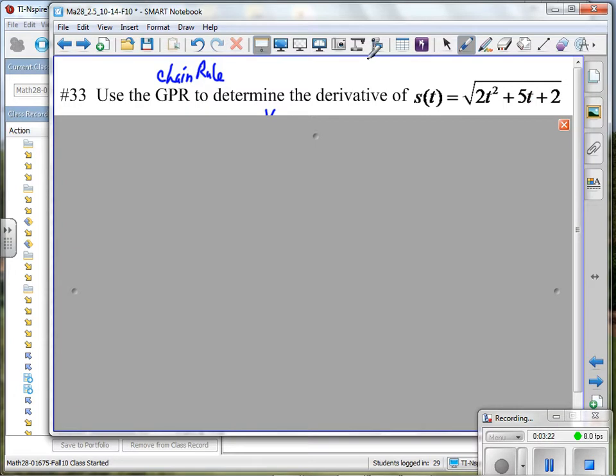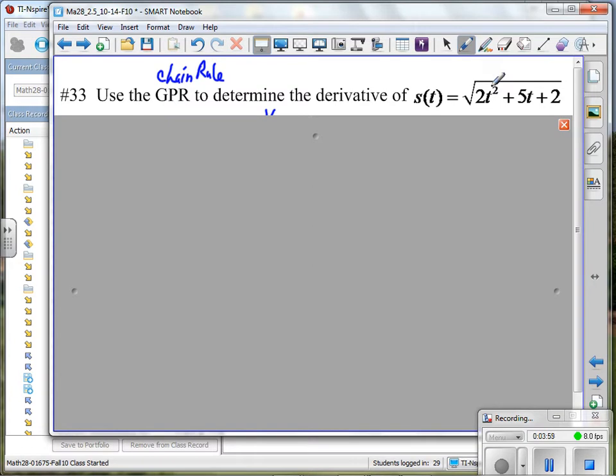Again, if I told you a value for t, where would you start? Would you start with the square root? No. You would start with finding out the value of the radicand, this piece right here. So 2t squared plus 5t plus 2 is the inside function. The outside function then says, take the result of that first step and take the square root of it. So the inside function is here, the outside function is here. When we find the derivative of this, do I start with the derivative of the inside or the outside?